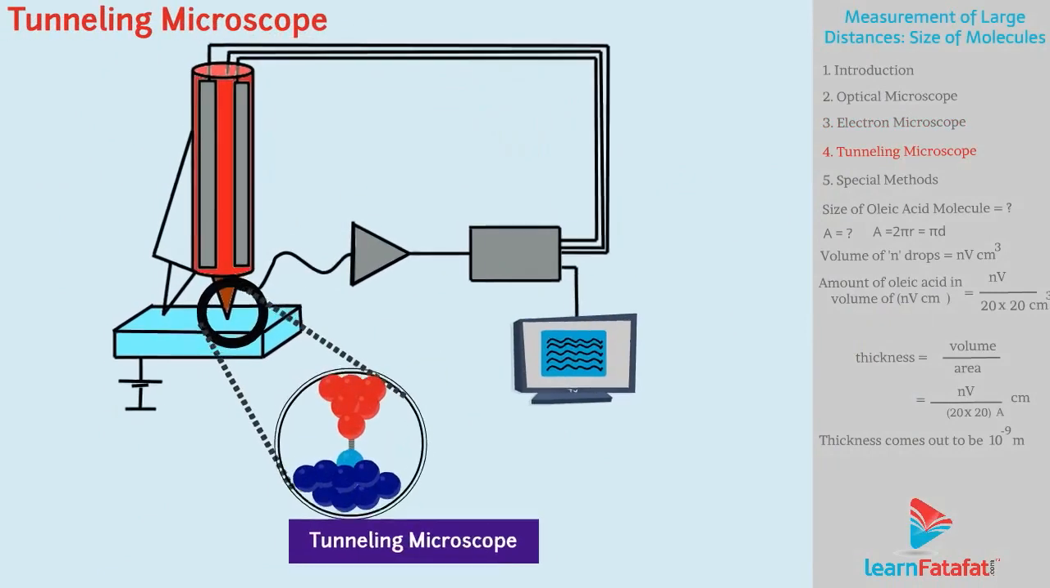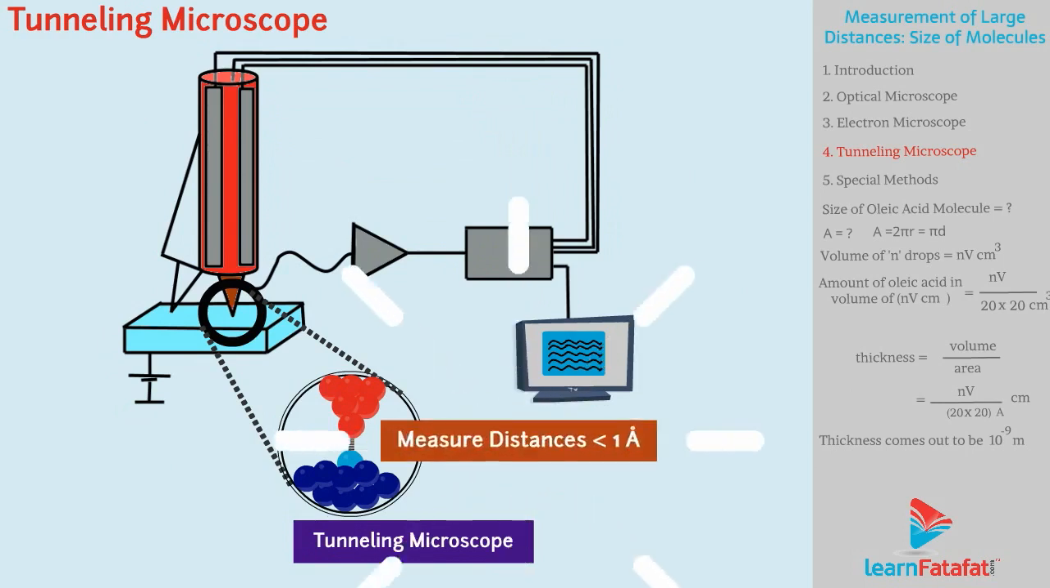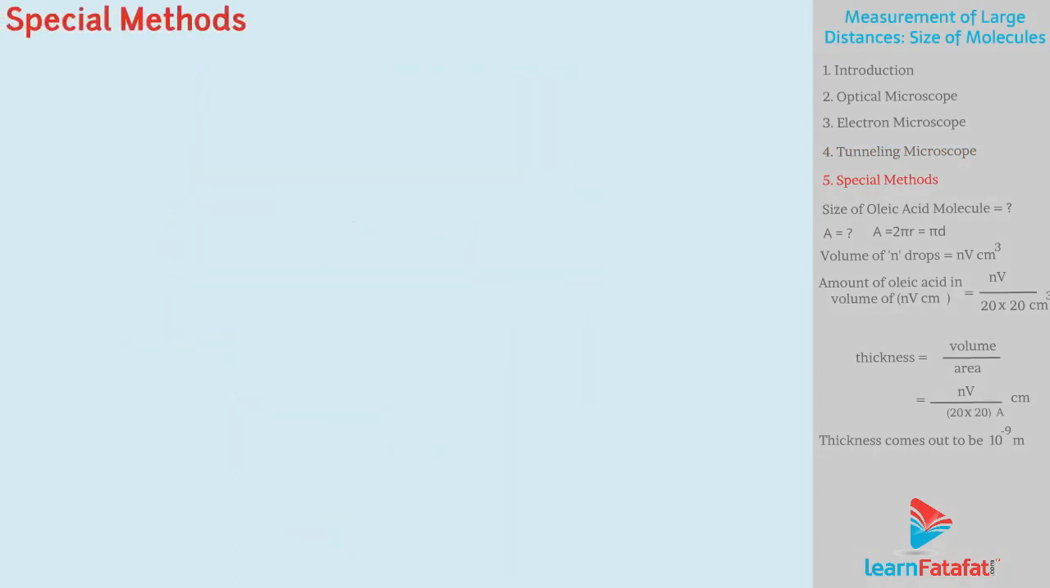Next is tunneling microscope. Tunneling microscope measures the distances even smaller than 1 angstrom. Thus, it is used to measure the sizes of atoms and molecules. Now, there are some special methods which are used to measure the size of minute particles. Let us see how we can measure the size of oleic acid molecule.